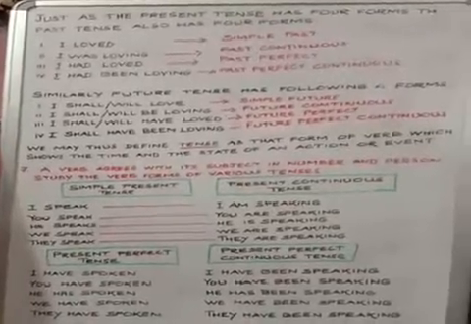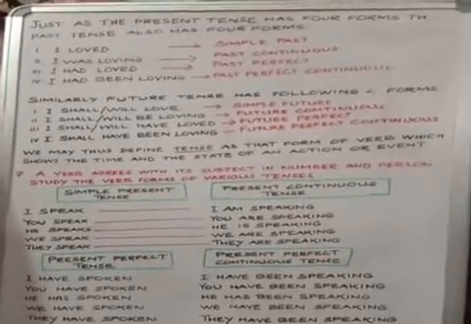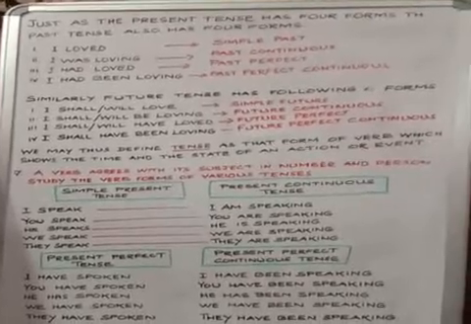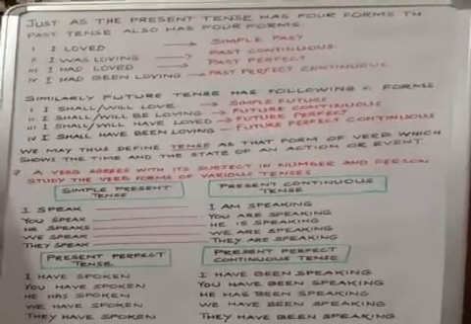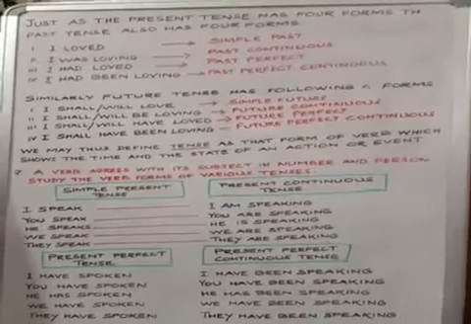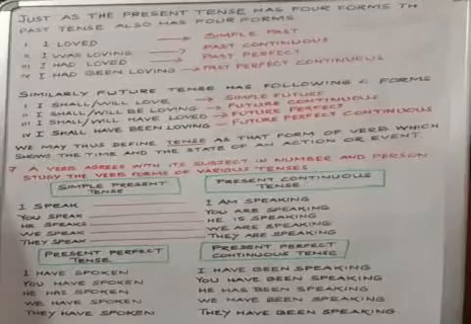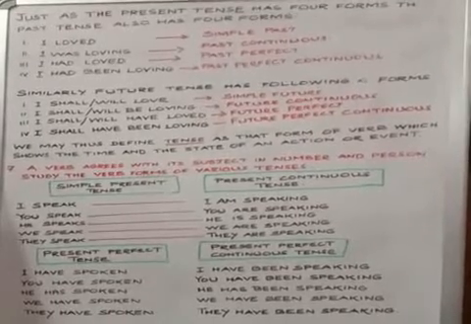Just as the present tense has 4 forms, the past tense also has 4 forms. I loved, simple past. I was loving, past continuous. I had loved, past perfect. I had been loving, past perfect continuous.